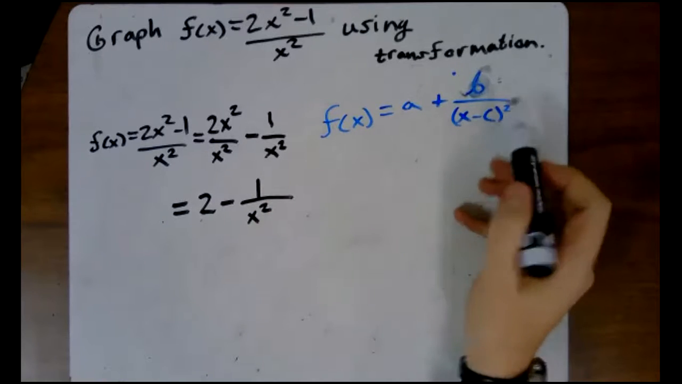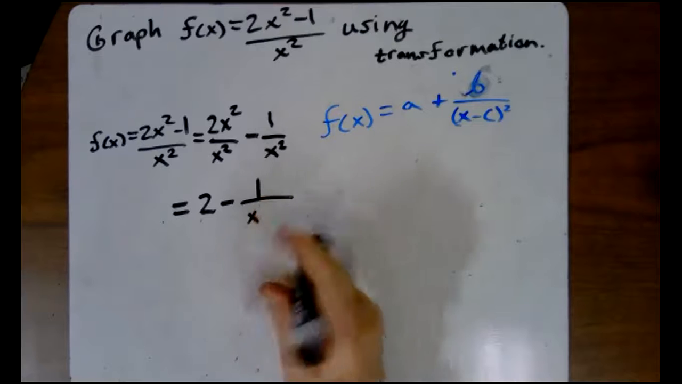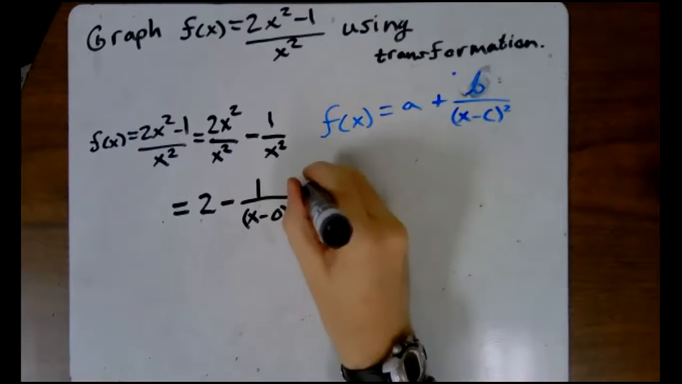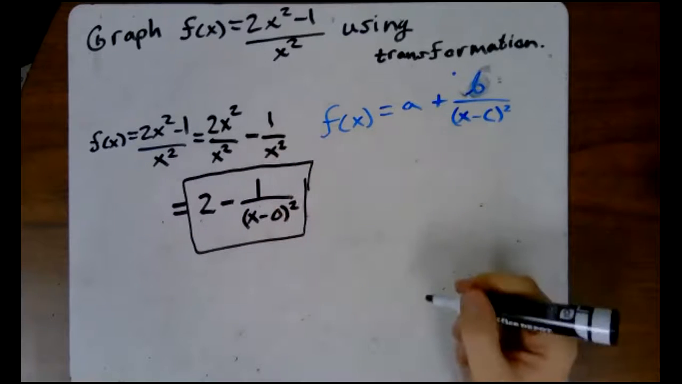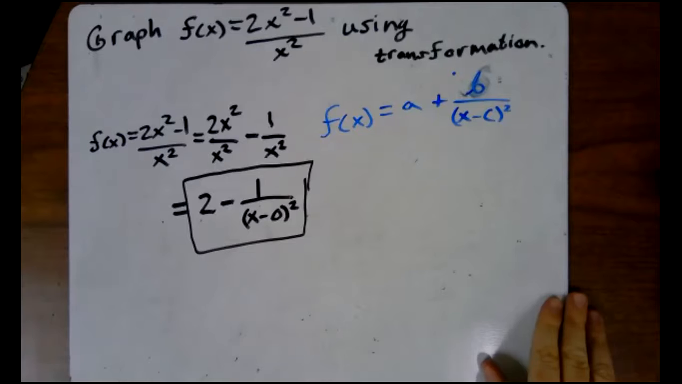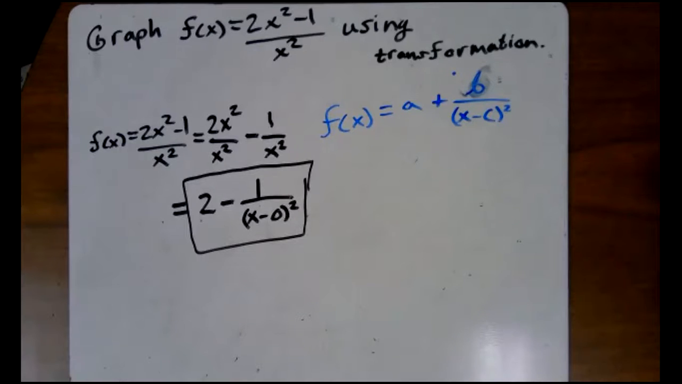Now, we don't have a minus c, but that's okay because x is the same as x minus 0, which makes it very clear how we can graph this. Will anyone yell at me if I move to the graphing board? Okay. Let me know when you're ready.